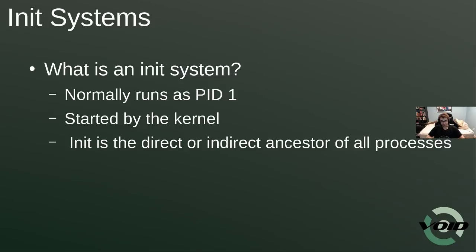So let's move in. Init systems in general are started by the kernel and they run normally as the first process, PID 1. They're in charge of managing all other processes, so it's the indirect or direct ancestor of all processes, because it spawns a process and that process can spawn more processes, but everything traces back to the init system, which is in charge of managing all processes.